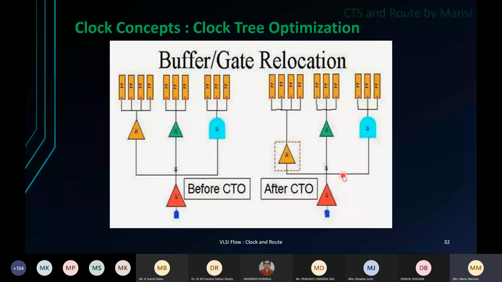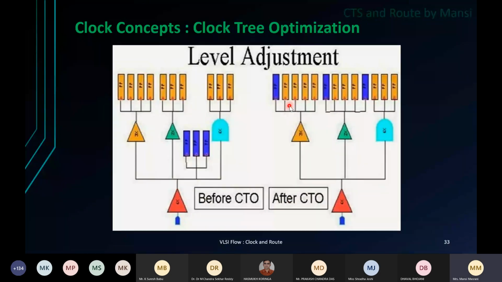It will also do relocation. There is not much change over here, if you see. This buffer was very near to the flops, and maybe the wire length was so small that it was seeing a max cap violation. So it started driving it from very far away. It gave this delay value. Okay.